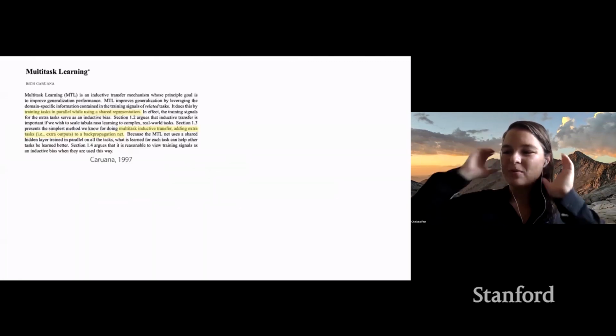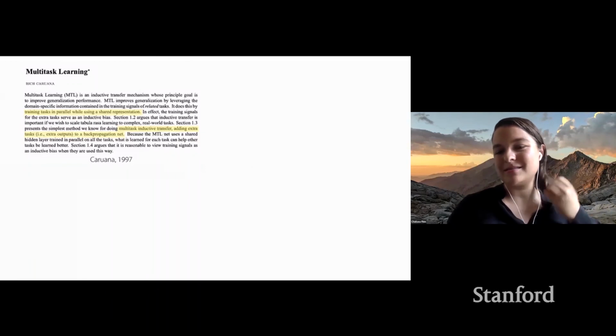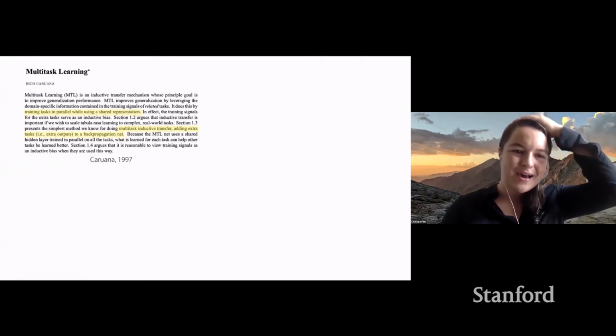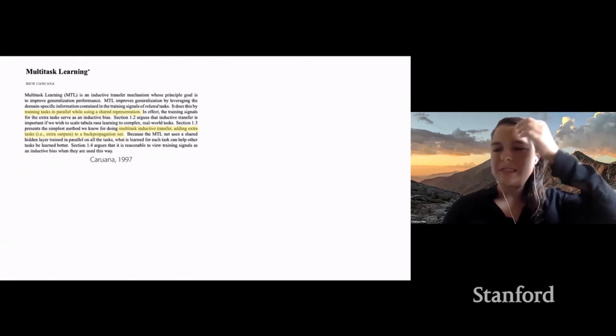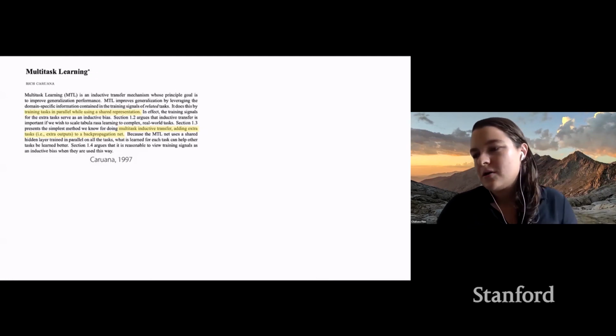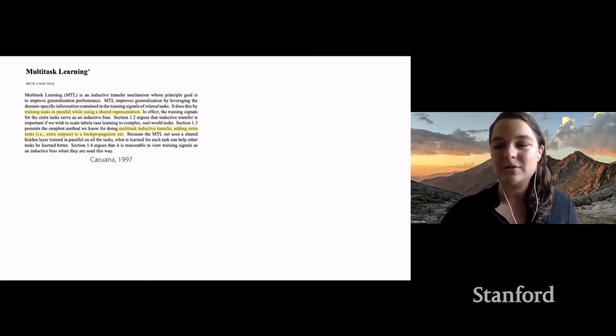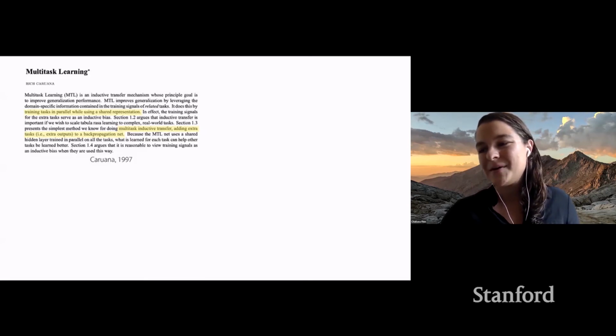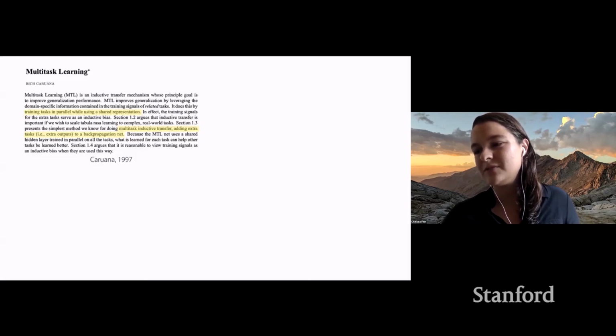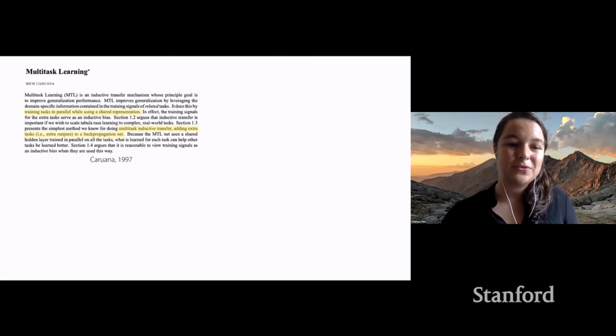It turns out people were actually thinking about a lot of these ideas back in the 1990s, a long time ago. For example, this is a paper by Rich Caruana, where he was thinking about training tasks in parallel using a shared representation. Saying that we want to do multitask inductive transfer and add extra tasks and extra outputs to a backpropagation net. So he was also thinking about this in the context of neural networks.